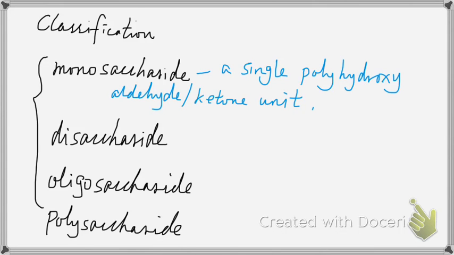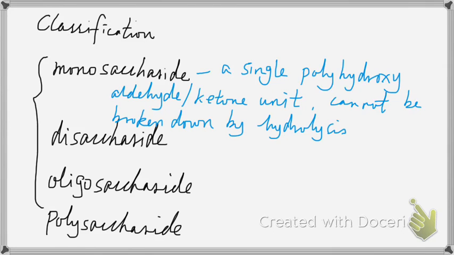Monosaccharides are those simple carbohydrates. It's a single polyhydroxyaldehyde or ketone unit, and the monosaccharides cannot be broken down by hydrolysis. Monosaccharides typically will contain 3 to 7 carbon atoms, with 5 and 6 most common. And monosaccharides will be water soluble, and they are white crystalline solids.